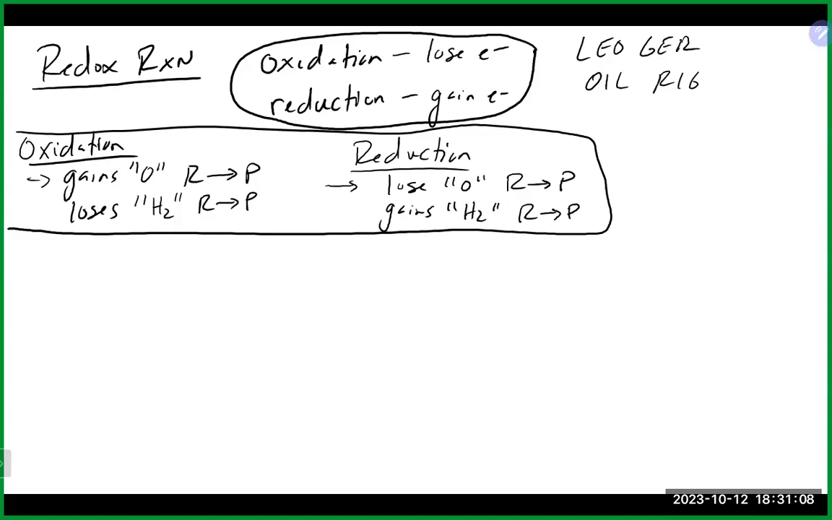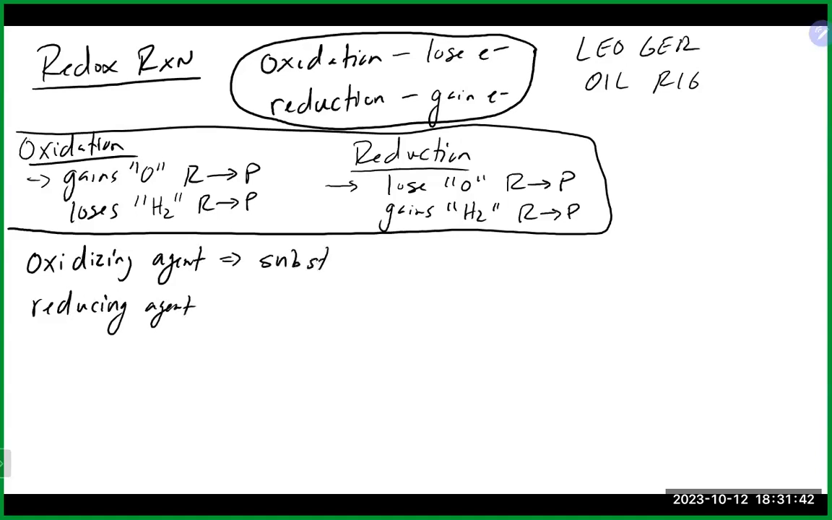For general chemistry purposes, these are really the two definitions that we will basically see. So let's talk about a couple of ways that you can figure out what is being oxidized and what is being reduced. And before we do that, there's a couple other terms that are sometimes used when we talk about oxidation and reduction, which is important. And that is what is known as the oxidizing agent and the reducing agent. The oxidizing agent is the substance that gets reduced. And the reducing agent is actually the substance that gets oxidized.